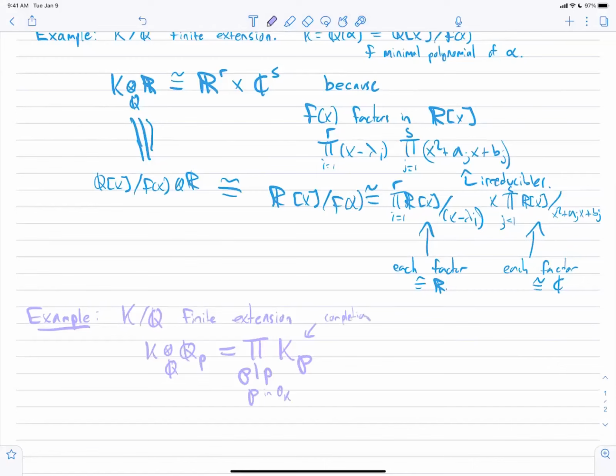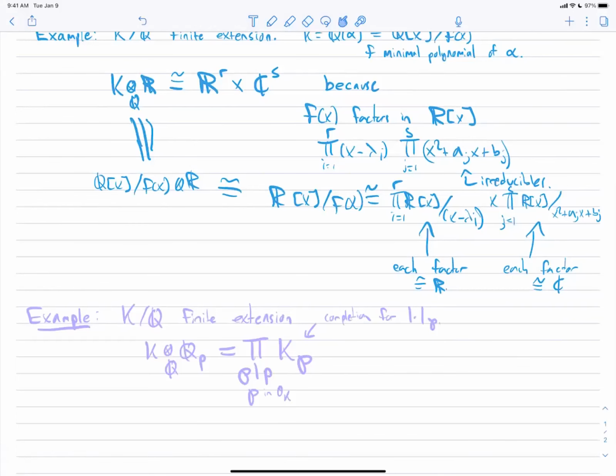K_P is the completion for the absolute value defined by this prime ideal P. So remember, that's just like the order of vanishing along that prime ideal. That gave you some absolute value, and you can complete this field for it. Okay, so we're not going to prove this fact totally today, but we'll come back to it next time.